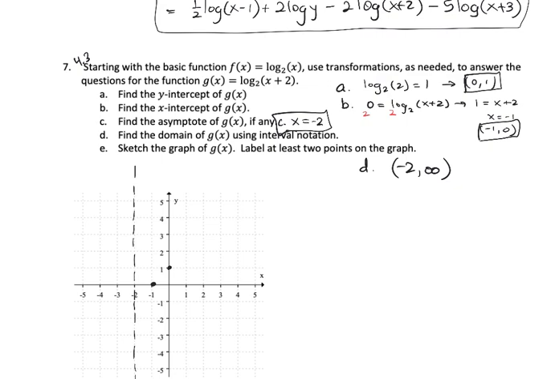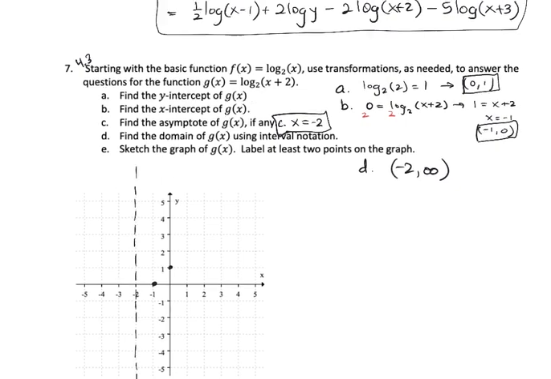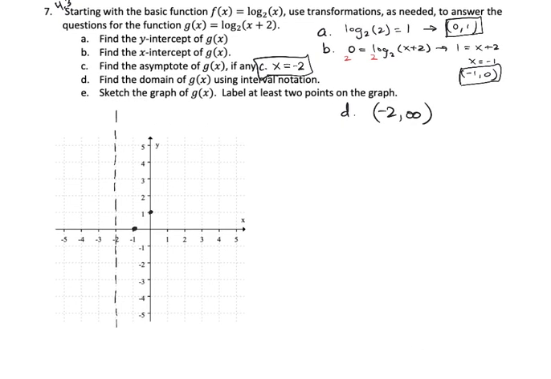Now for part E, they need at least 2 points on the graph, and we're pretty much done with that. We have the x-intercept and the y-intercept, so we just need to finish sketching the graph. Like that.